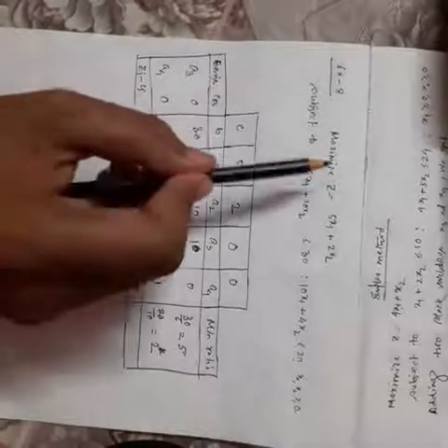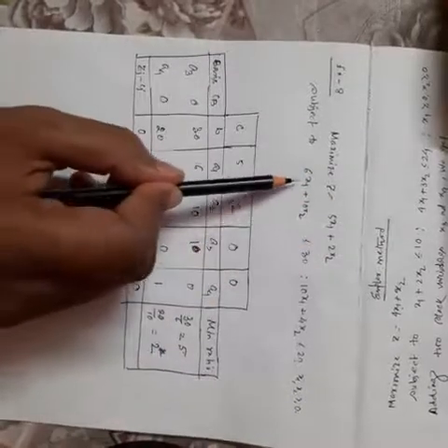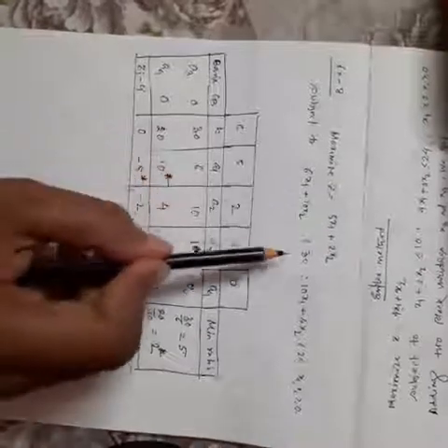Now we move to the next problem. What is this? Maximize z equal to 5x1 plus 2x2, subject to 6x1 plus 10x2 less than or equal to 30, 10x1 plus 4x2 less than or equal to 20, where x1, x2 greater than or equal to 0.